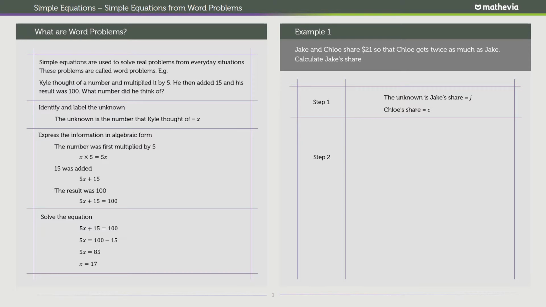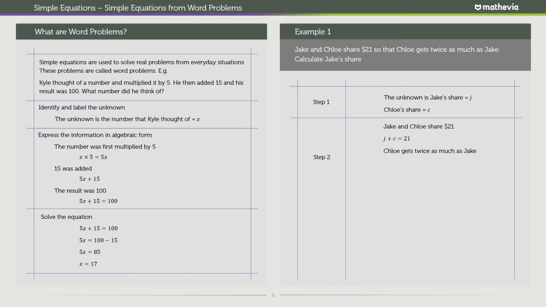Okay, so we have our unknown J, we have Chloe's share C, and the first bit we have is that they shared $21, i.e. the sum of their shares, Jake's share plus Chloe's share, would equal $21. So J plus C equals $21.